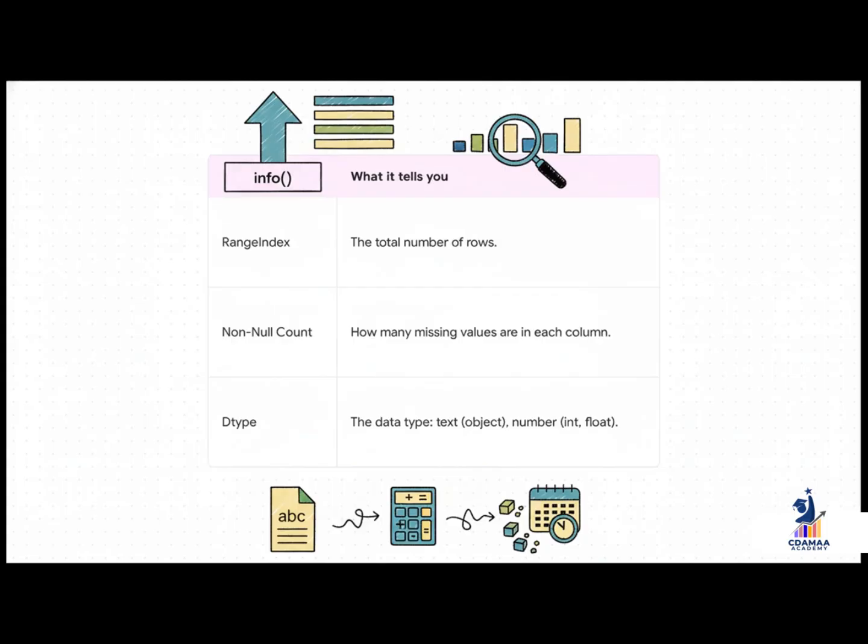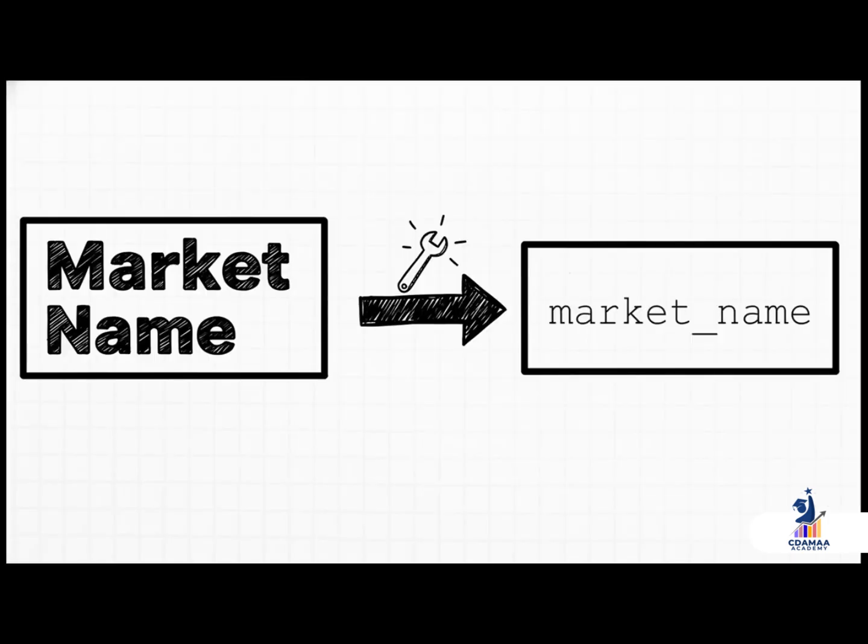And hey, look closely. Sometimes a date column will show up as object. That's a huge red flag. It means you can't sort it by time yet. It's a data cleaning job we're going to tackle head-on in Session 3. Okay, inspection is done. Now let's do a little tidying up.